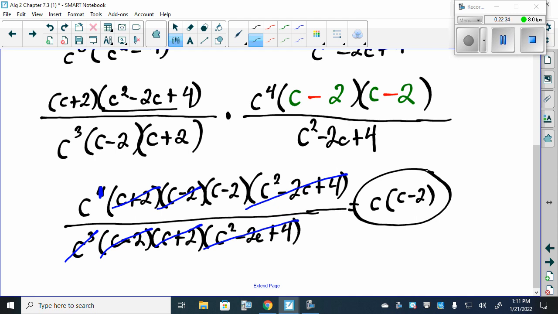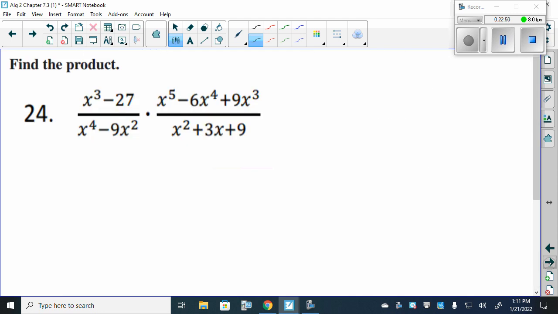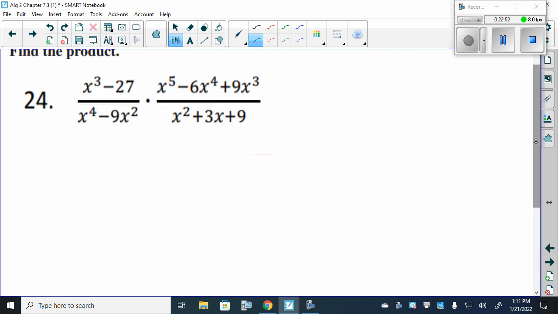Any questions on any of this here? Let's look at the next one here. So we have this one here and 2 more, and then we are actually done for today.